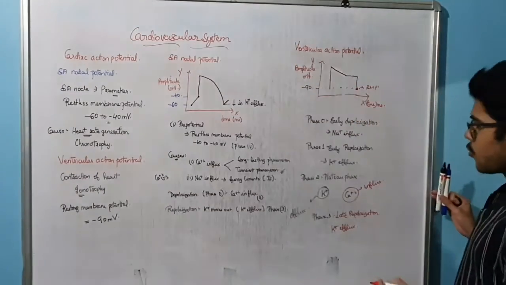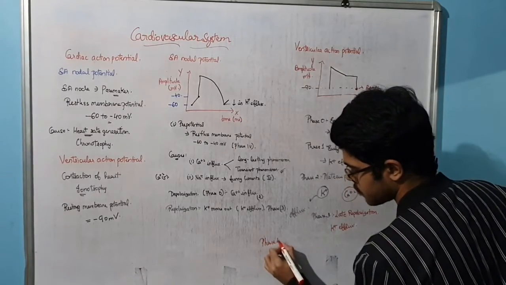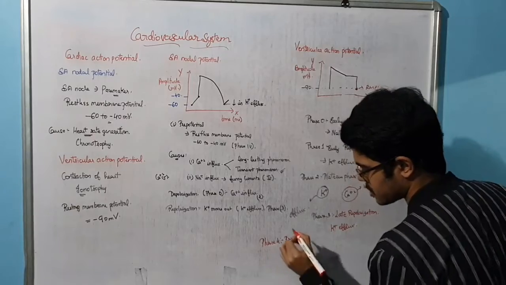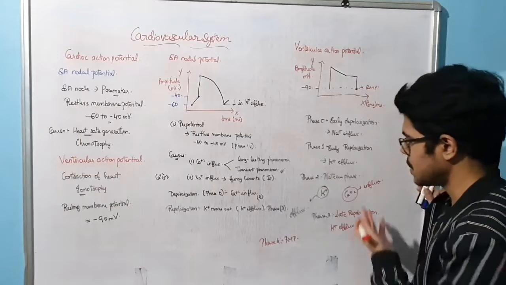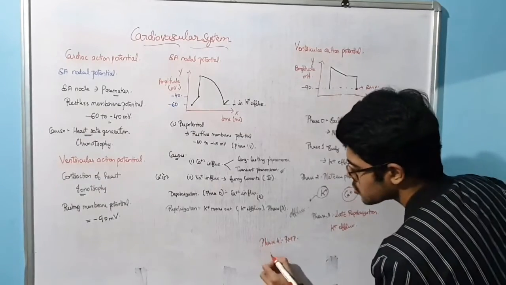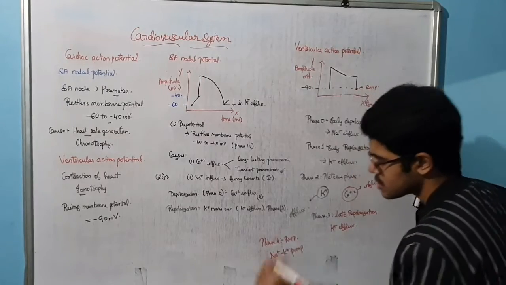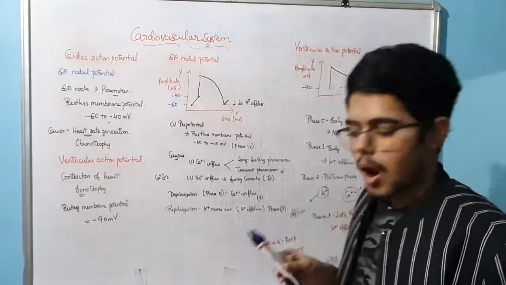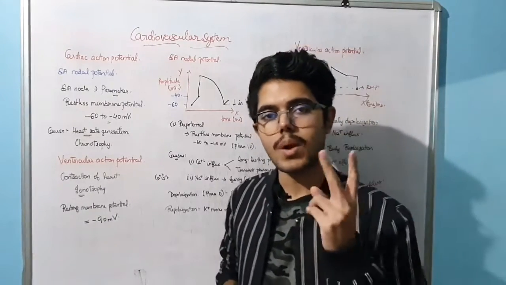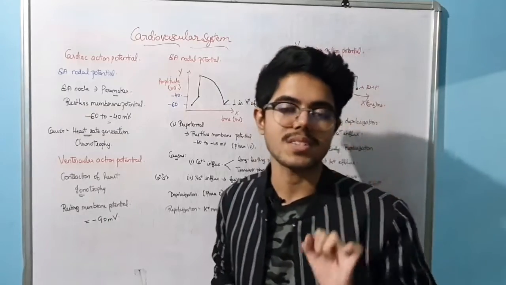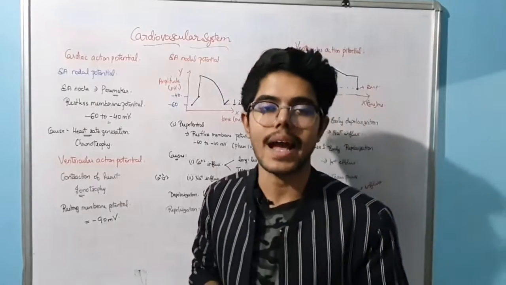In phase 4, let me write here, there is the resting membrane potential. An important pump is there. Which pump? Let me guess. We have the sodium potassium pump acting through this. So how many phases do we have in this ventricular action potential? Phase 0, phase 1, 2, 3 and 4. Five phases are there. So this is about the action potential which occurs in the heart, the cardiac action potential.